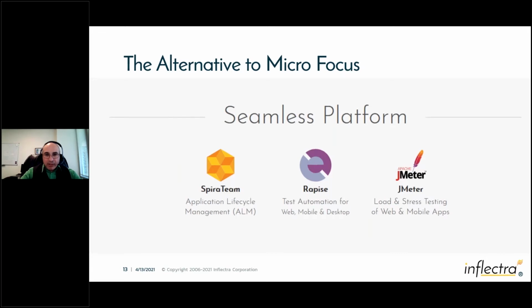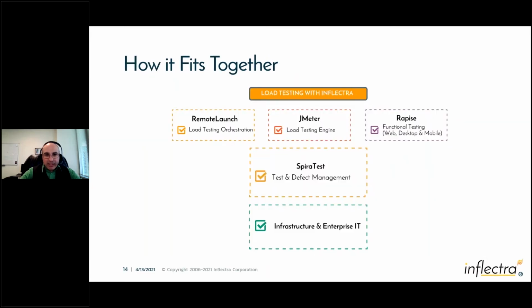And JMeter being run through our remote launch connector. Spyro Team is our application lifecycle management tool, similar to a Microfocus ALM. Rapise is our test automation tool, similar to UFT. And then JMeter is what we recommend for load testing, though we also support some other load testing tools as well. And it all fits together like this.